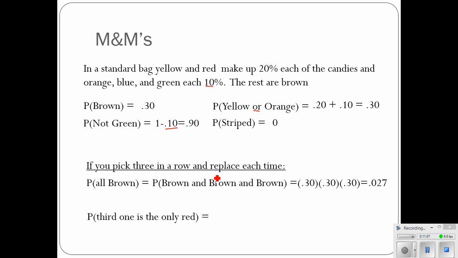So here's the idea: brown and brown and brown. Since we see the word "and," we're going to go ahead and multiply those together. And then how about the probability the third one is the only red? So in other words, not red and not red and then red. The probability of not red would be 1 minus 0.20. So the probability is 0.8 times 0.8 times 0.20.